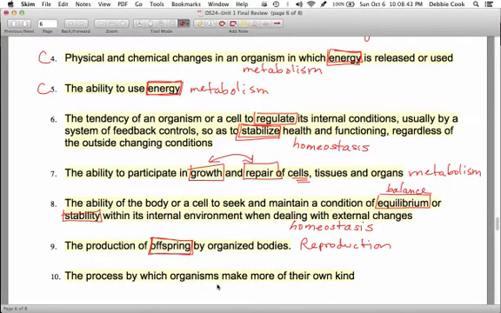10, the process by which organisms make more of their own kind. So making more or making the next generation. This again for number 10 should be reproduction.